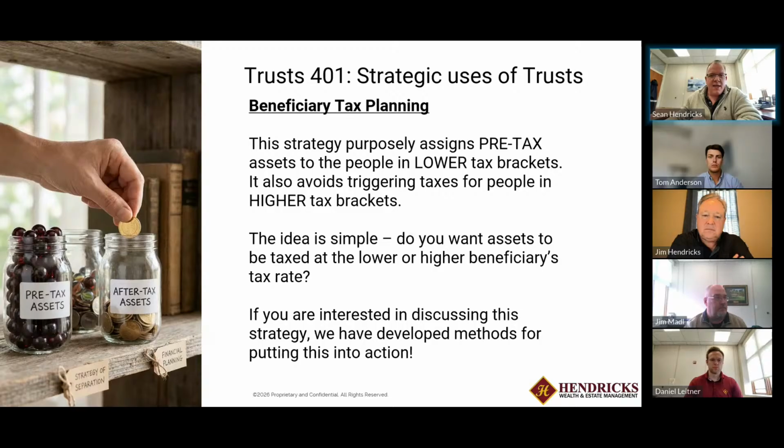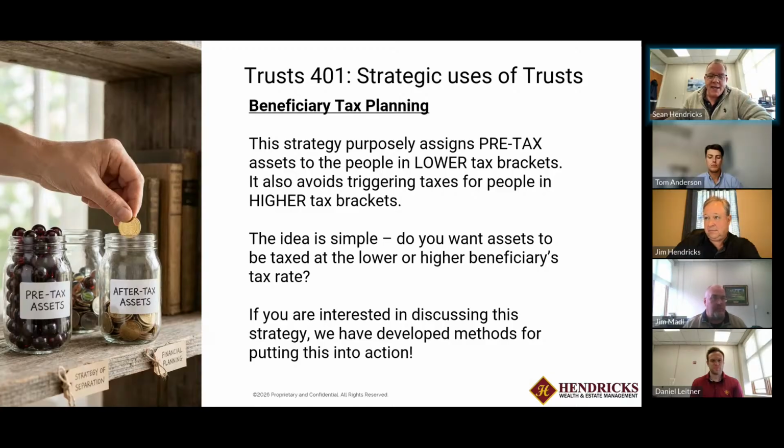Now, this strategy really just purposely assigns pre-tax assets towards people in lower tax brackets and it avoids triggering taxes for people in higher tax brackets. So the idea is relatively simple. Do you want assets to be taxed at lower or higher beneficiary tax rates? The math behind this is a little more complex. So if you're interested in discussing this strategy, I would encourage you to reach out and talk to us, because this is planning that we do for people on a regular basis, and we've seen some really great results from it.